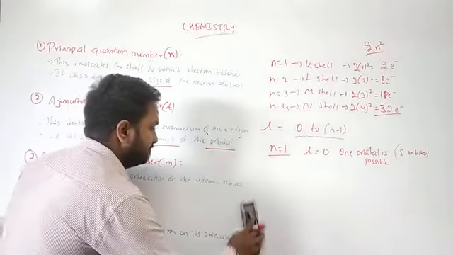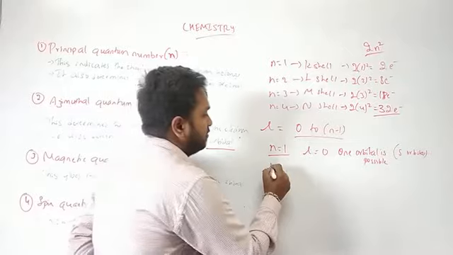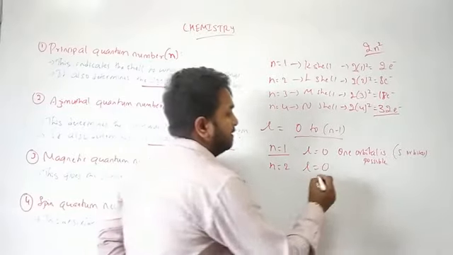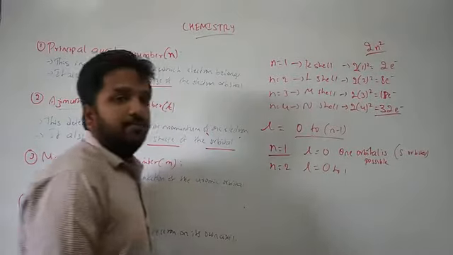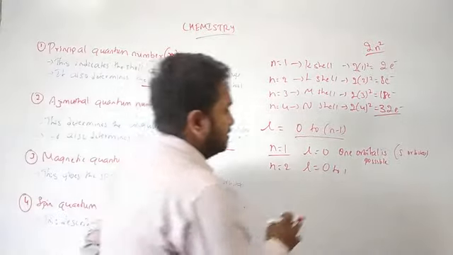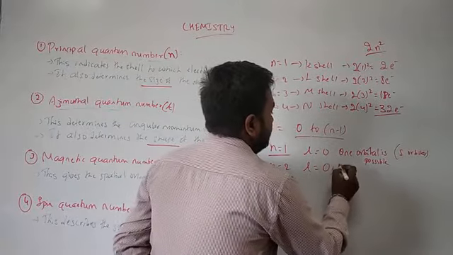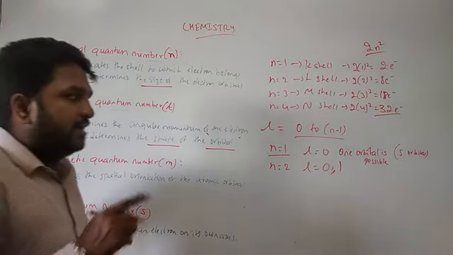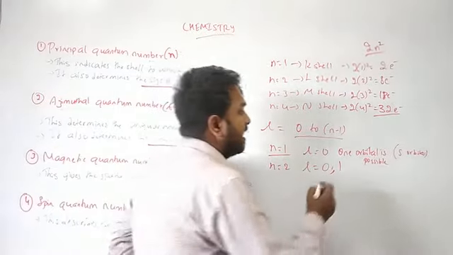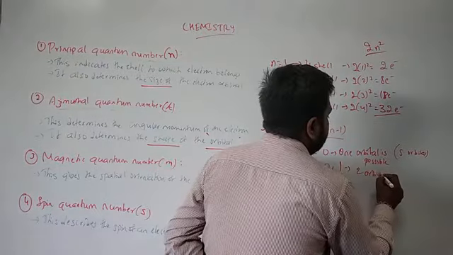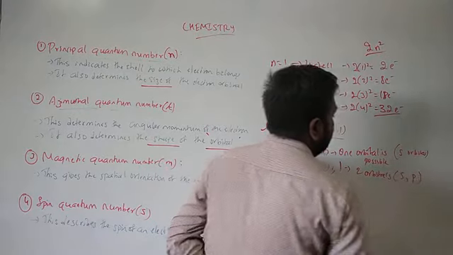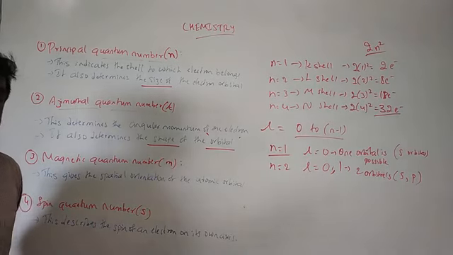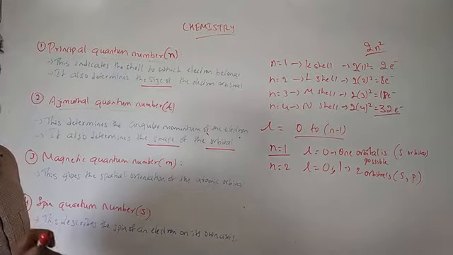You will understand this. In the second one, when n equals 2, L can have values from 0 to 2 minus 1, that means 0 to 1. So it can have the values 0 and 1. If the value of L is 0, it is the S orbital, and if the value of L is 1, it is the P orbital. That means 2 orbitals are possible, S and P. In case of the L shell, for that reason we have 2s2 and 2p6.